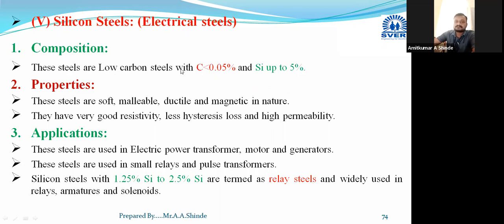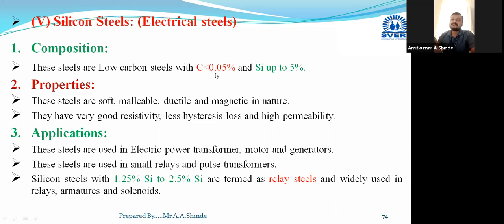As it is a low carbon steel, depending on it you can decide some properties. With 0.05% carbon, automatically you can say that it is very soft, malleable, and ductile in nature. Silicon steels are very soft, malleable, ductile, and they have magnetic properties. What is the effect of adding up to 5% silicon to the low carbon steel? Due to the addition of silicon, some properties will get improved. As it is a low carbon steel, it is soft, malleable, ductile, and you can perform machining, welding, or forming operations very easily on this silicon steel. But due to the addition of silicon, some properties get improved.